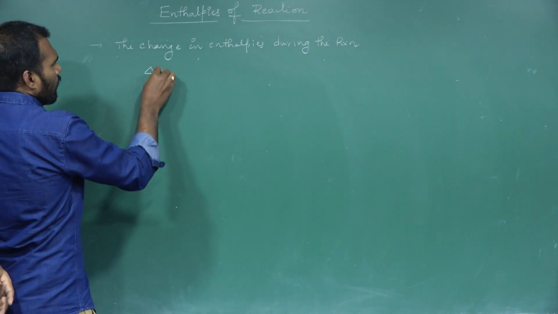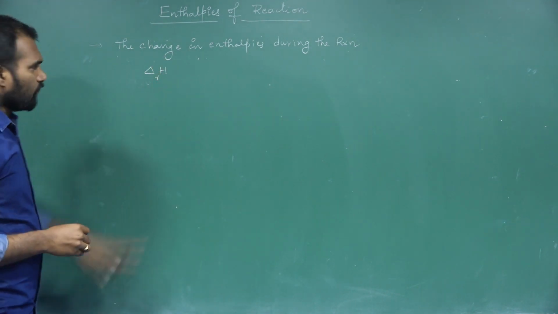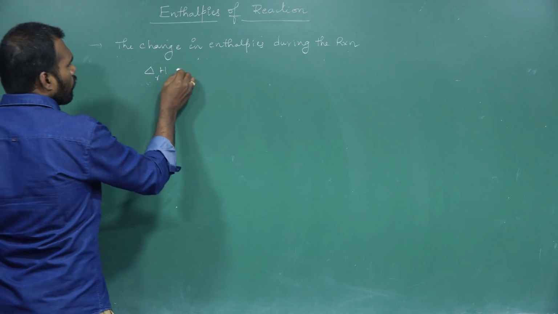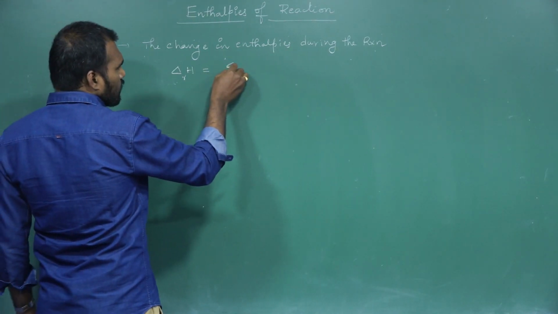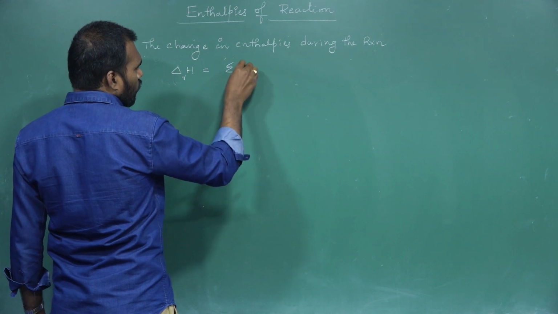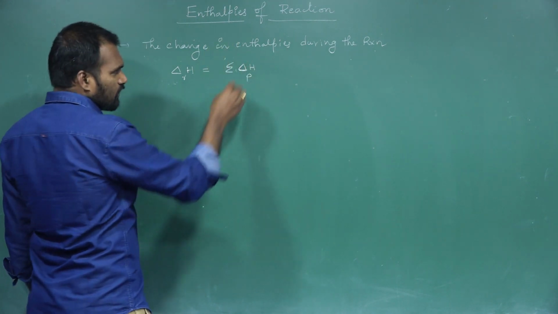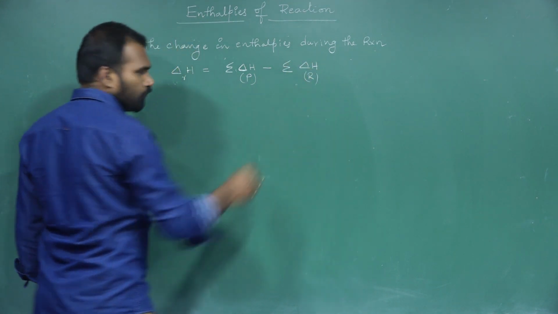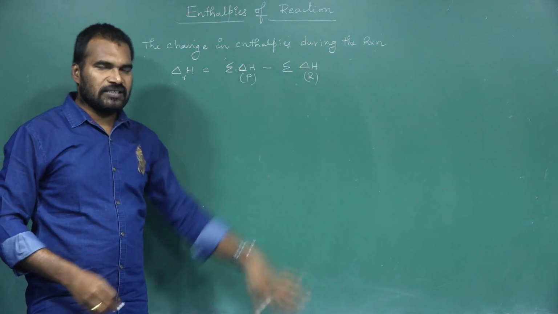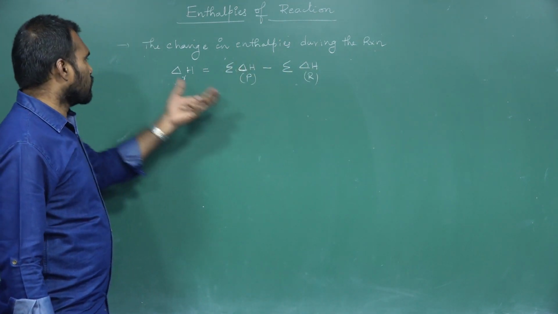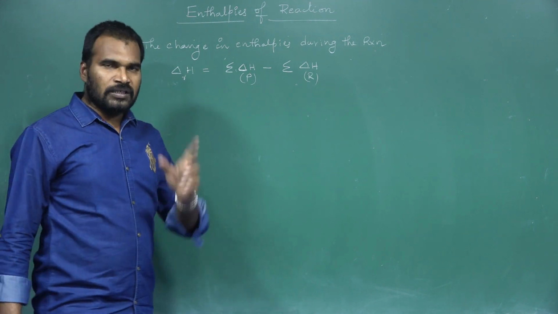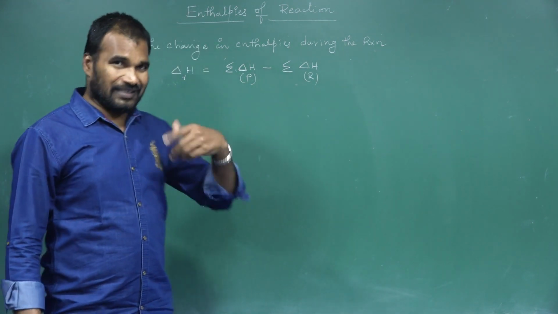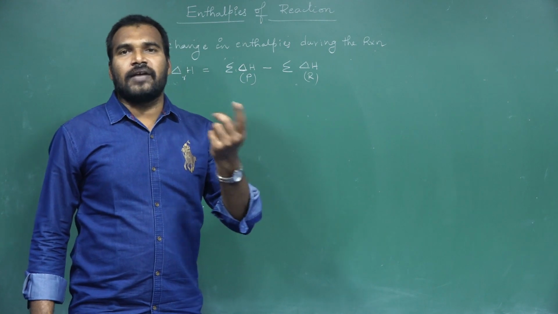So simply we represent this as delta HR, that is change in enthalpy of reaction, is equal to the sum of enthalpies of products, P stands for products, minus the sum of enthalpies of reactants. Sum of enthalpies of products minus the sum of enthalpies of reactants, and that difference we call as what? Enthalpy of reaction. It can be exothermic or endothermic. Exothermic means del H value is negative, and endothermic means del H value is positive.